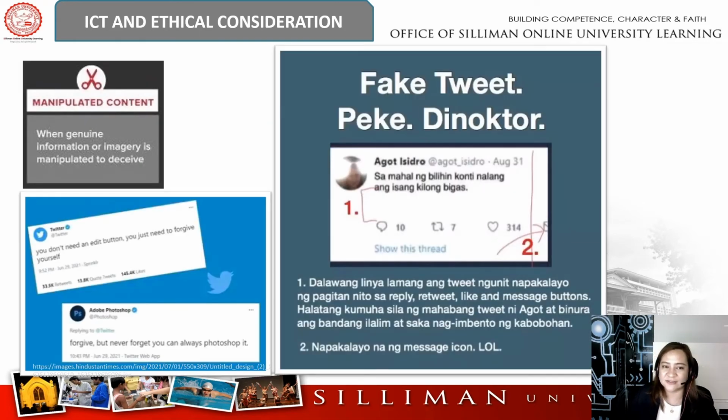Manipulated content. This is when genuine information or imagery is manipulated to deceive. So remember when Agot Isidro was quoted about a tweet she supposedly posted on her social media account? Turns out it was a case of manipulated content wherein part of her tweet was intentionally deleted. As you can see here, there is a big space. It means that there was still content there, but it was deleted, perhaps using Photoshop.